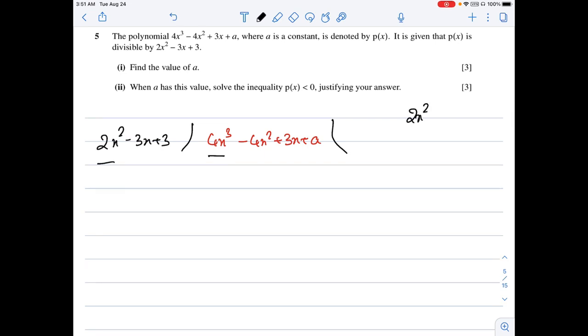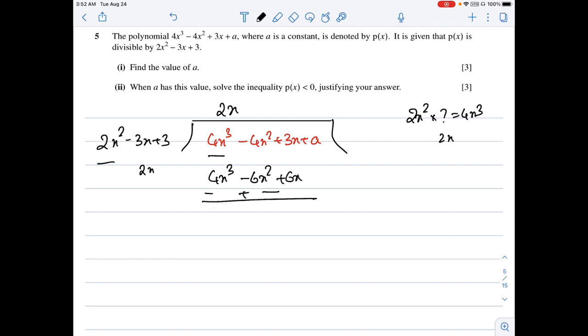2x squared should be multiplied with what to get 4x cubed? So it's obviously 2x. So multiply with 2x, I'm writing over here 2x. Multiply each term with 2x, it becomes 4x cubed minus 6x squared plus 6x. Draw a line, change the symbols, it becomes 2x squared minus 3x plus a.